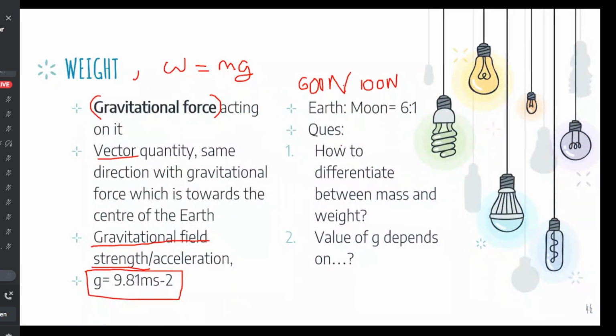So I have two questions for you. First, how do we differentiate between mass and weight? Can you type in the chat box what your concept is between mass and weight? Mass, no direction. In other words, it is a scalar quantity. Yep, that's right. First point.